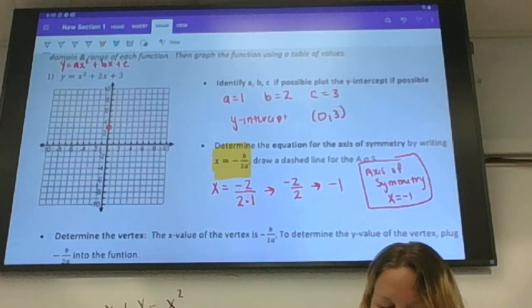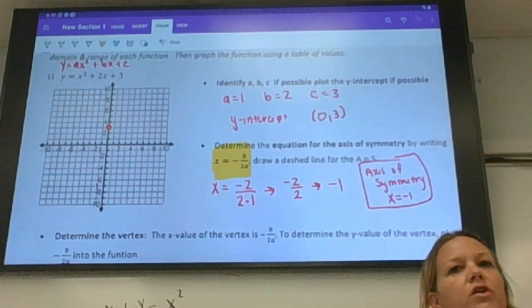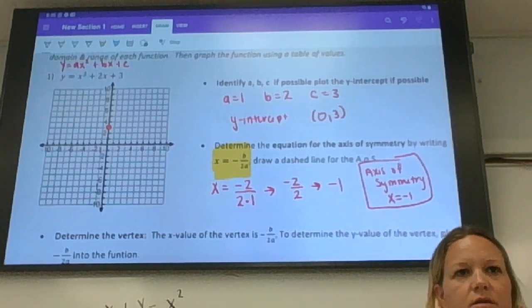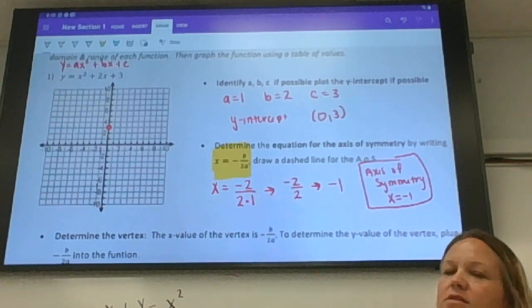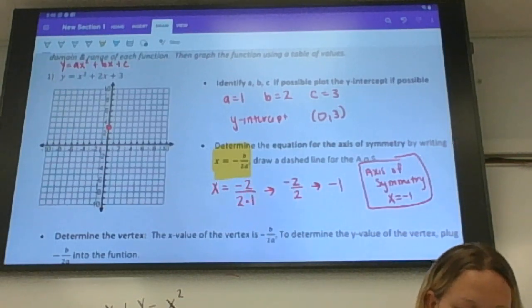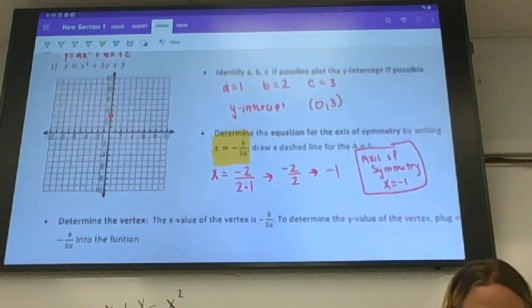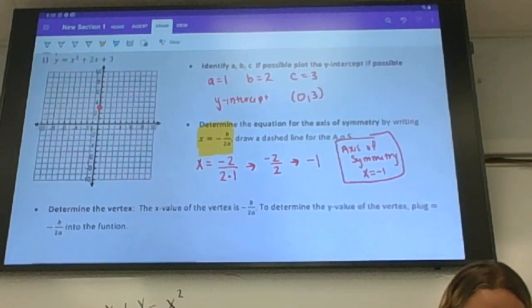Okay. And have you heard of the quadratic formula? Absolutely. You'll also start to understand this when you do the quadratic formula, but it's a little complicated. But the more you get into math, the more you'll see it. All right, so we need a dashed line here.